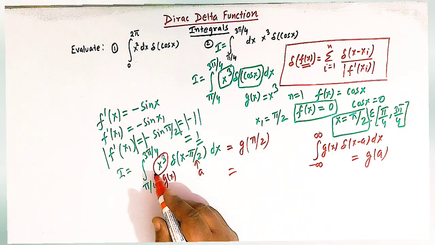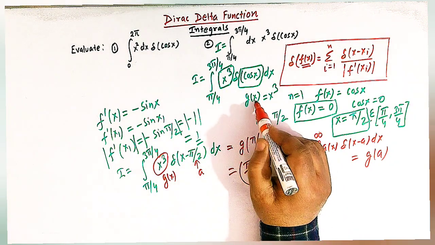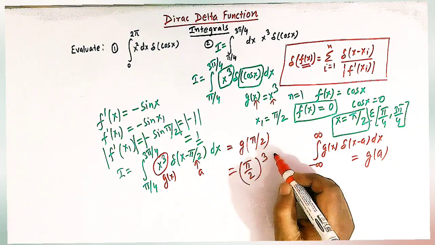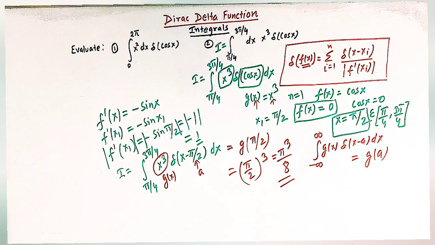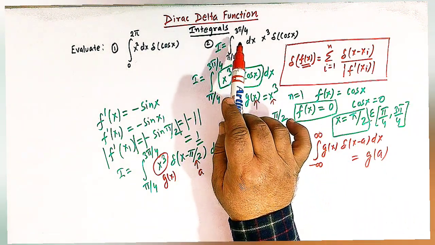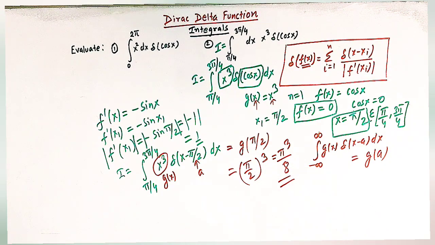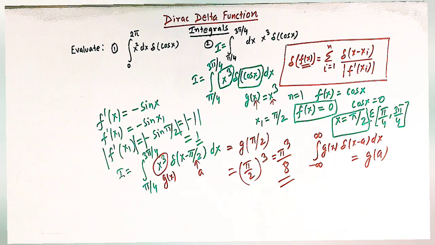So g of pi by 2 is pi by 2 cube, where we take x is equal to pi by 2. Pi by 2 cube is equal to pi cube over 8. So viewers, the value of this integral is given by pi cube over 8. This is how, by making use of this important property of the Dirac delta function and this definition of the delta function, we can solve these types of integrals.